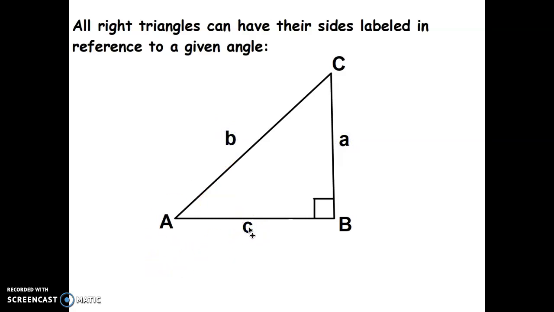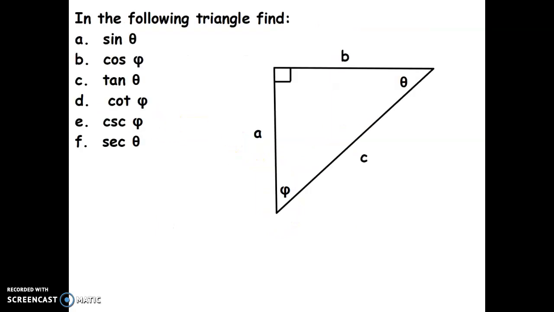So if I were to use the Pythagorean theorem here, it would be a squared plus c squared equals b squared. It's always leg squared plus leg squared equals hypotenuse squared, and so you have to think about it that way instead of using the letters always in that same order. Always leg squared plus leg squared equals hypotenuse squared.